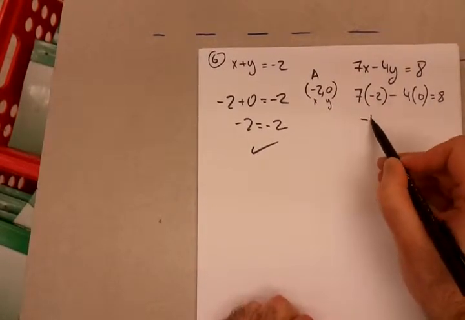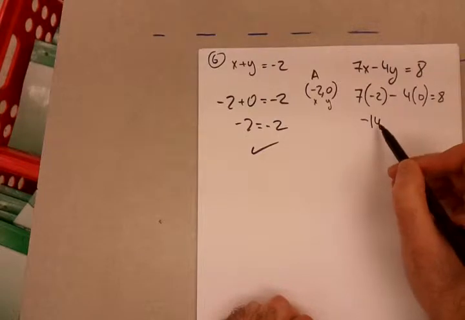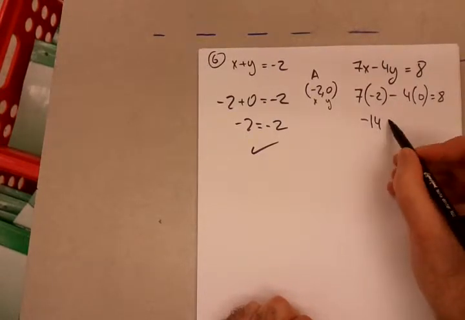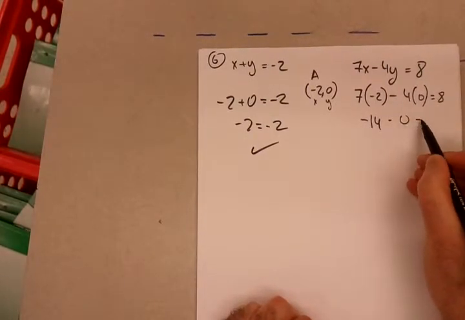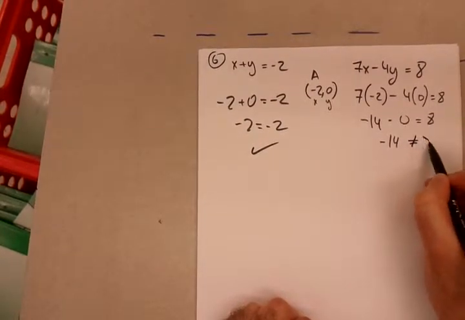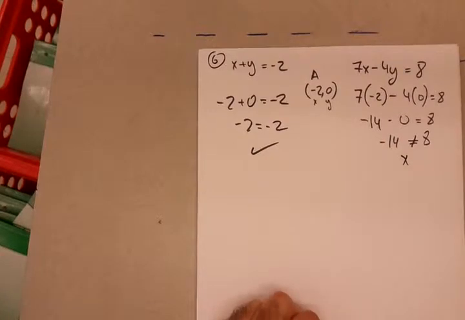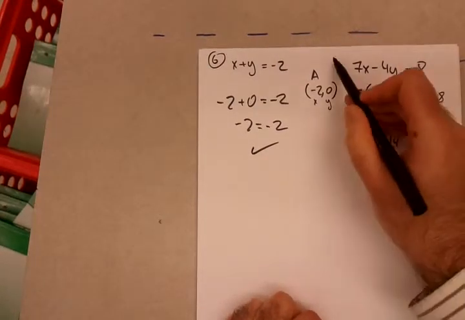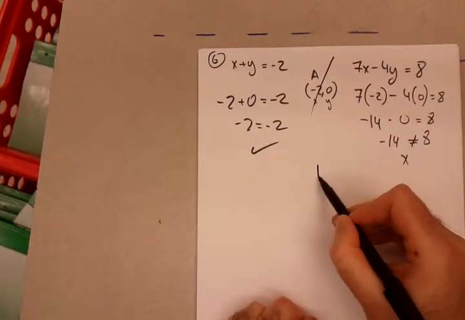Seven times -2 is -14. -4 times 0 is 0, or just -0, doesn't really matter. -14 is not equal to 8. Now that does not work. So A is out. Let's go to B.